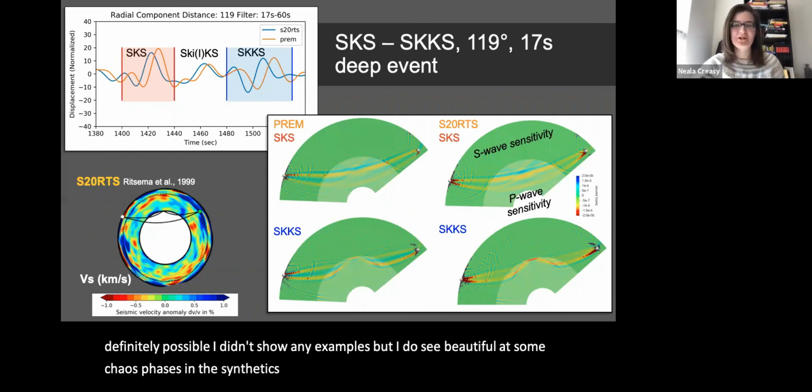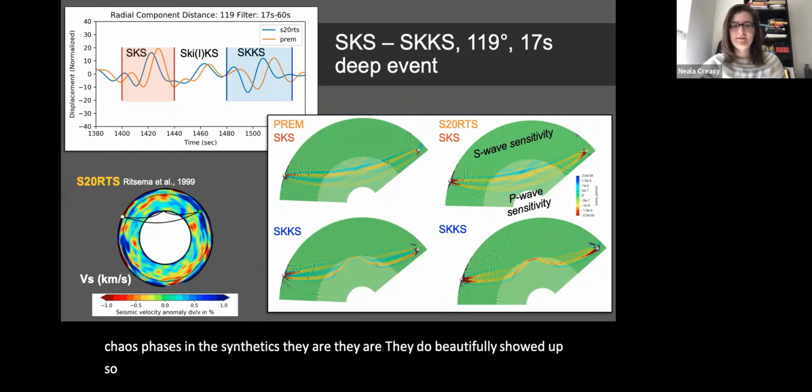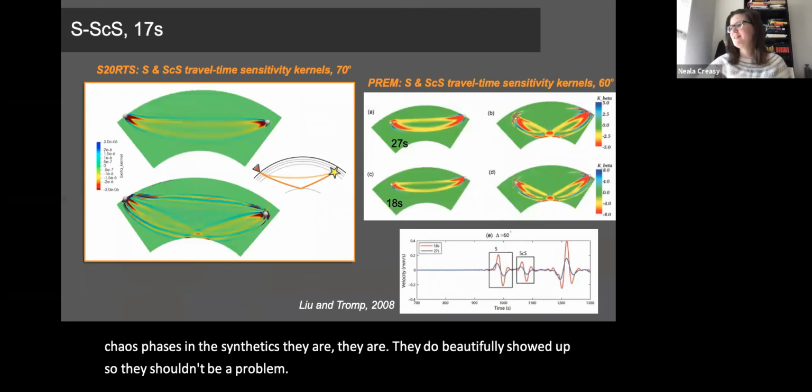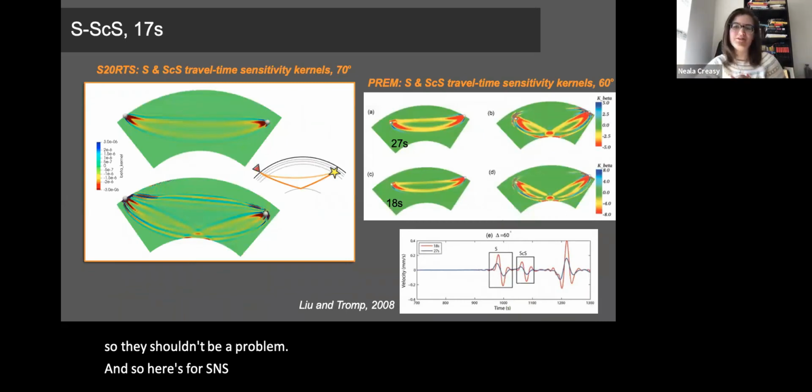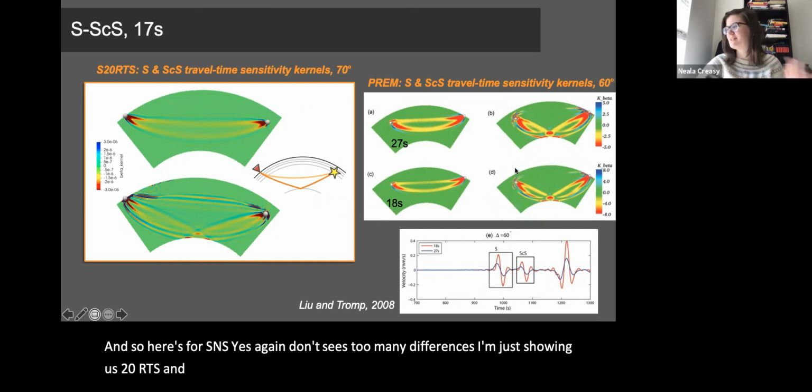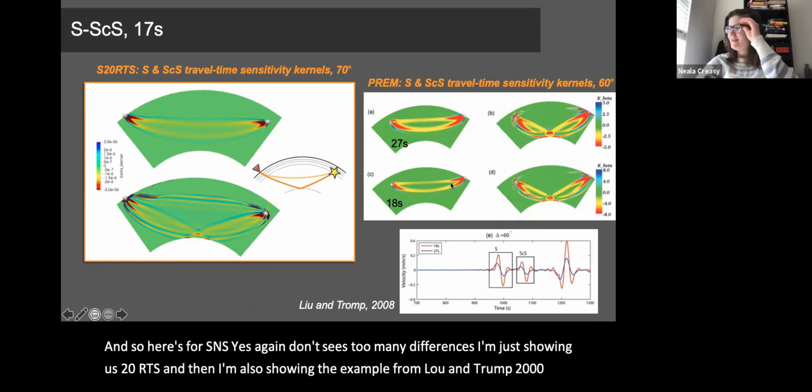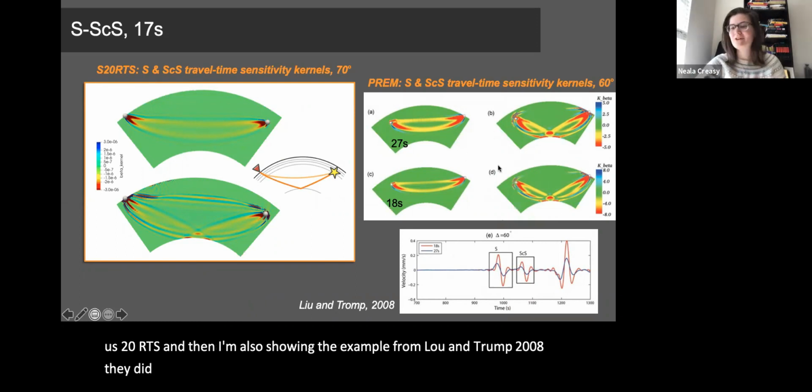They do beautifully show up, so they shouldn't be a problem. And so here's for S and SCS. Again, I don't see too many differences. I'm just showing S20RTS, and then I'm also showing an example from Liu and Tromp 2008. They did S and SCS travel time sensitivity kernels as well for different frequency bands.